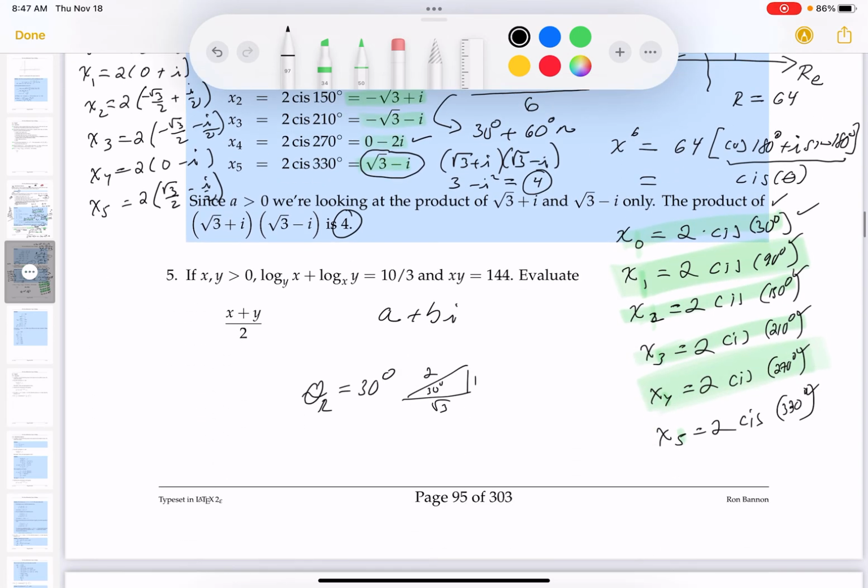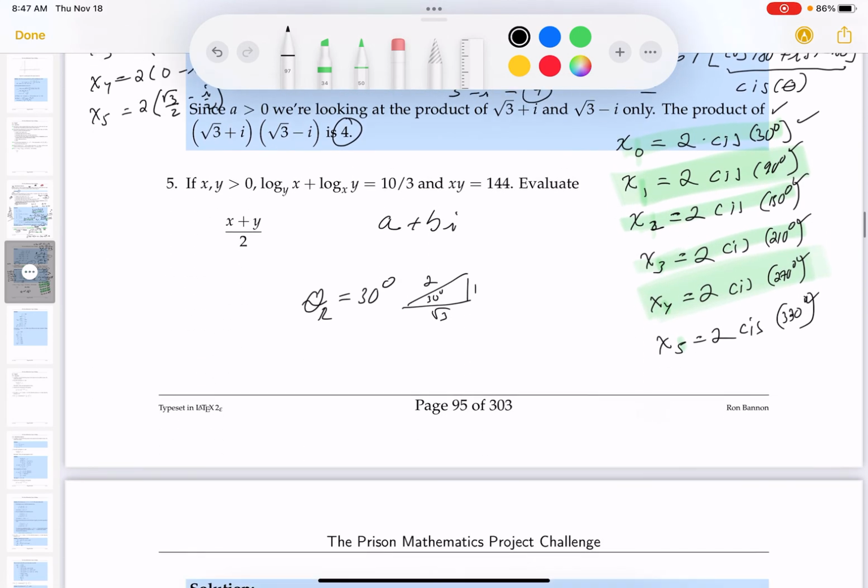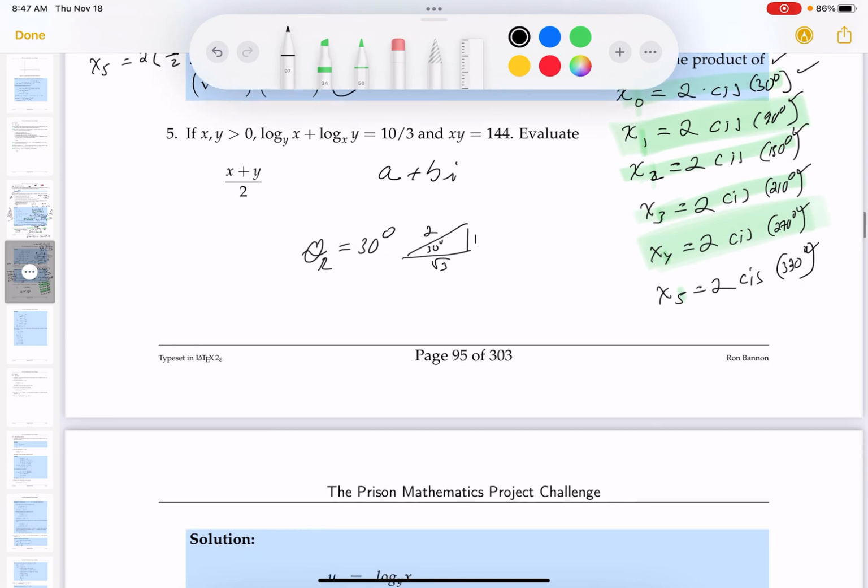So let's take a look, and I'll look at number 5 for you. And number 5, I'll be honest with you, it looks a little tough for me. I'm going to start to erase the stuff over here.